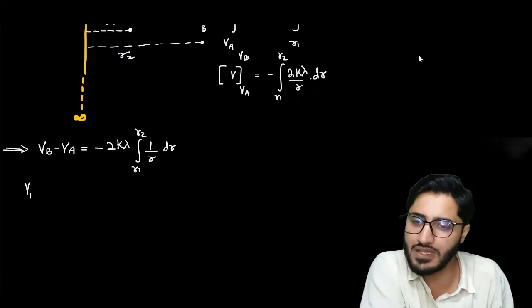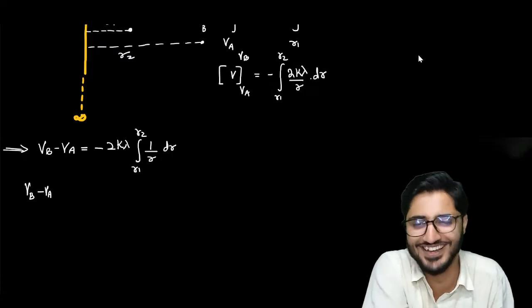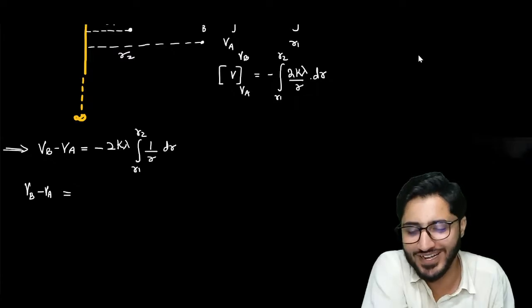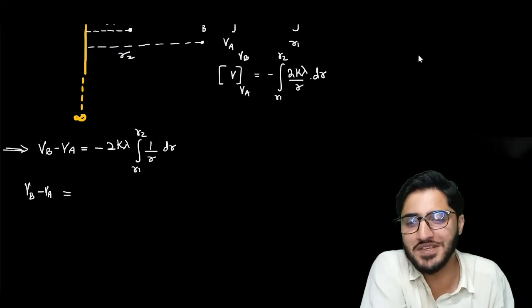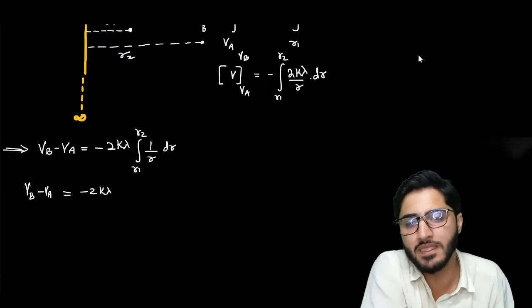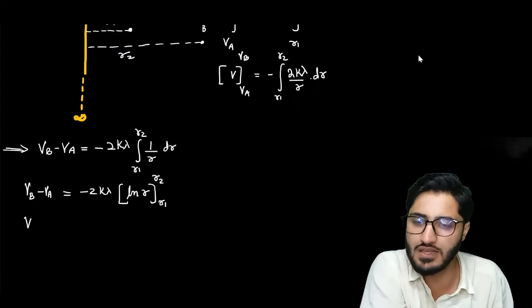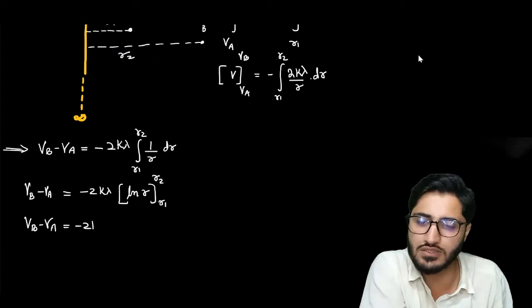It is VB minus VA equals minus 2k lambda, then for 1 by R, I can write ln of R. The upper limit is R2, the lower limit is R1. So I will write VB minus VA equals minus 2k lambda times ln of R2 minus ln of R1.